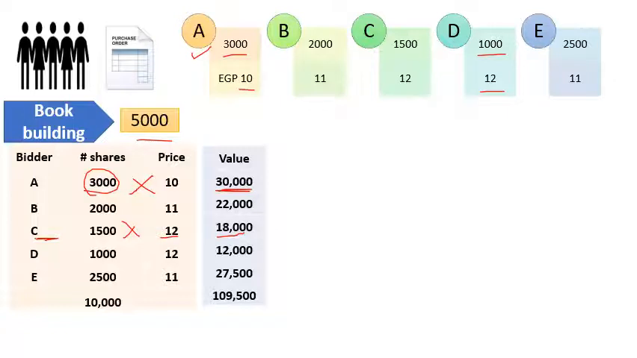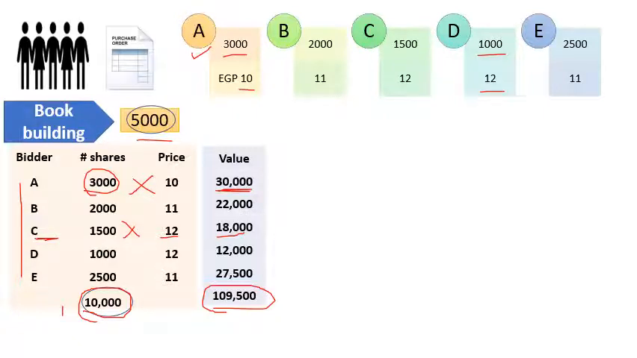So at the end of the subscriptions period or at the closing date, the investment bank simply sums the total number of shares requested by all the five investors, and sums up the total value of all orders requested by all five investors. Why? To ensure that the number of shares requested will cover the number of shares offered by the company.